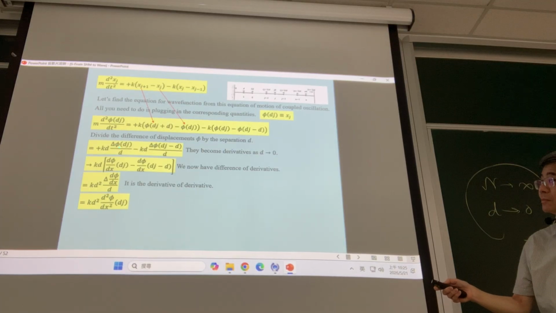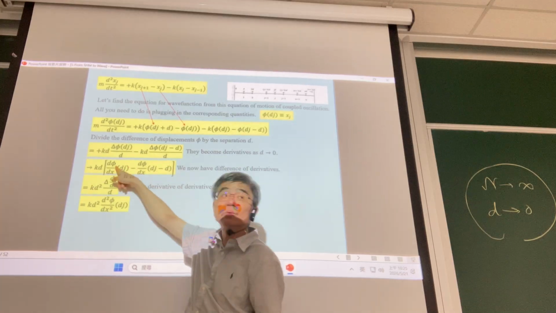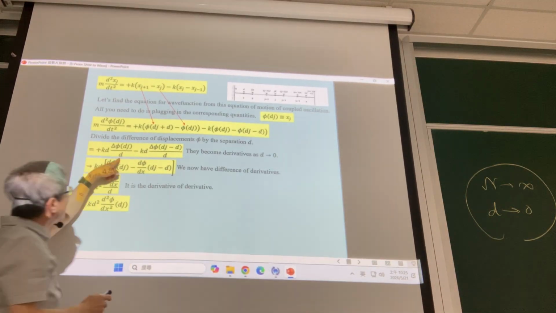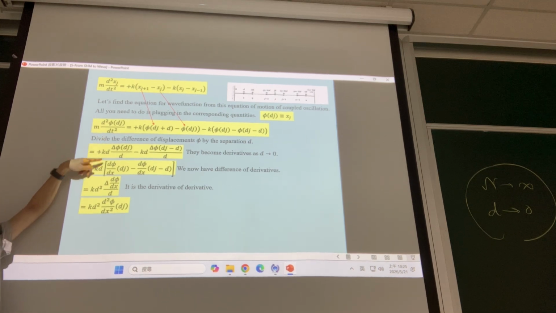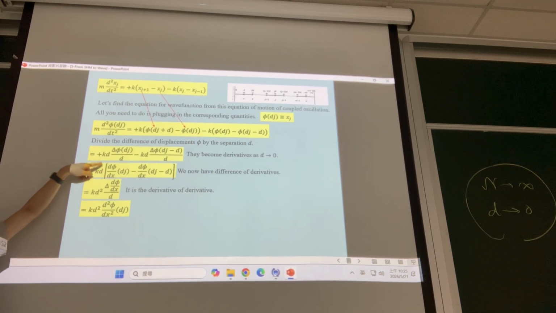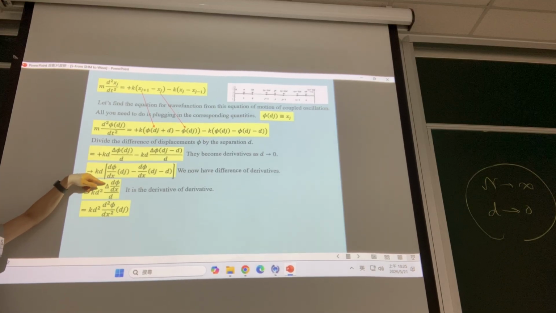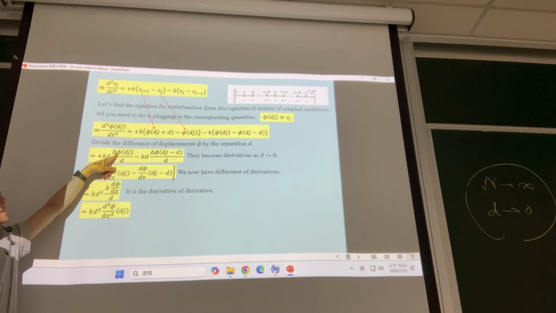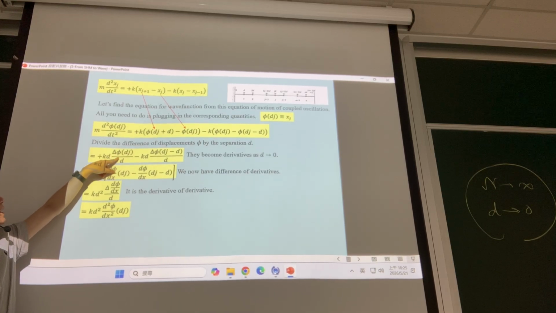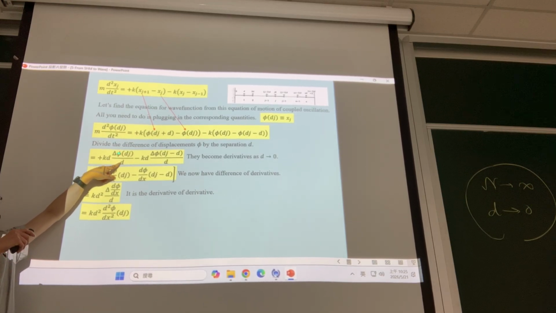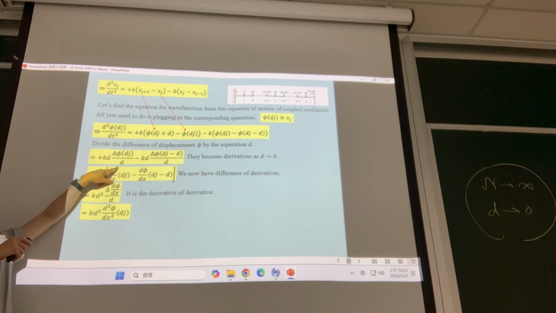His question is from this step to this step, right? So you are asking why delta phi over d is equal to d phi dx. Yes. Remember phi is a function of x, right? So delta phi is the difference of function, and d is the difference of x.